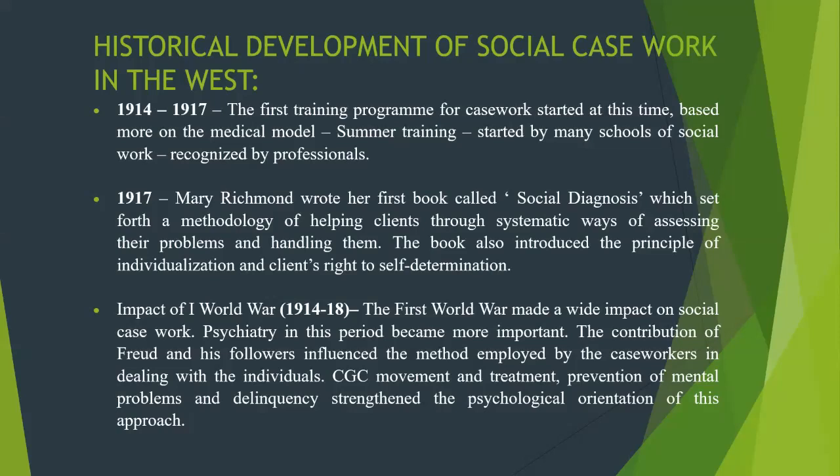The child guidance clinic movement and the treatment and prevention of mental problems and delinquency strengthened the psychological orientation of this approach. Counseling for adults was already there, but it now started for children too, for their treatment and for the prevention of mental problems and delinquency. Even those started to be taken up by social caseworkers.